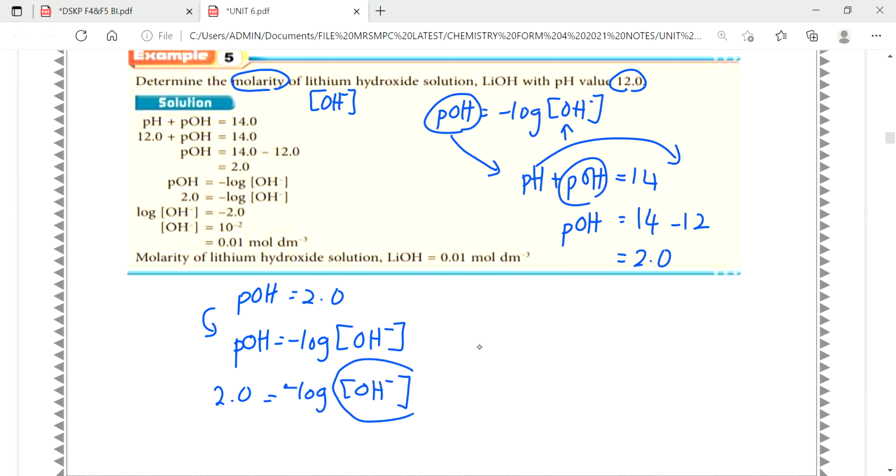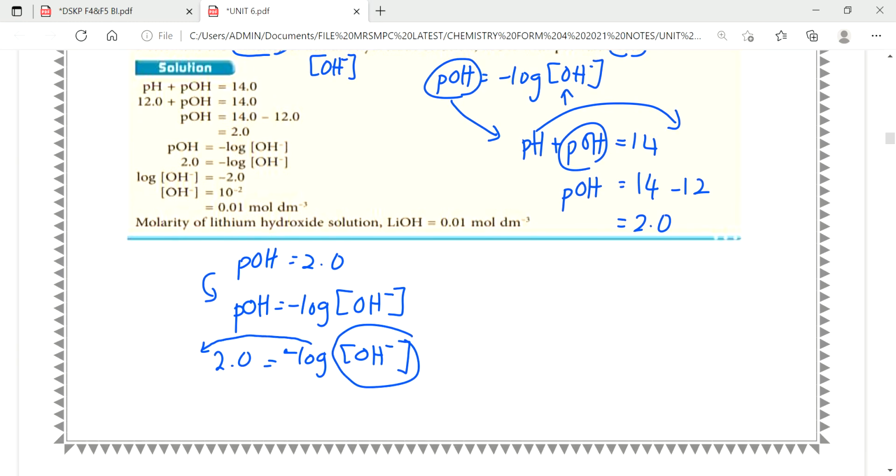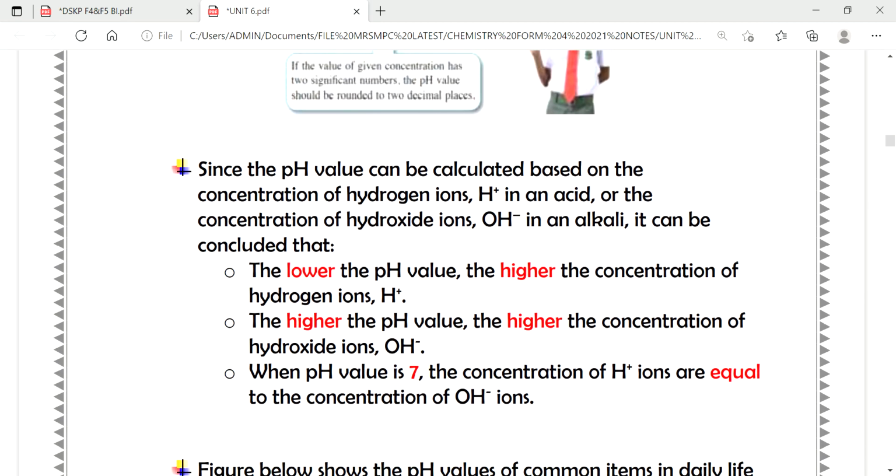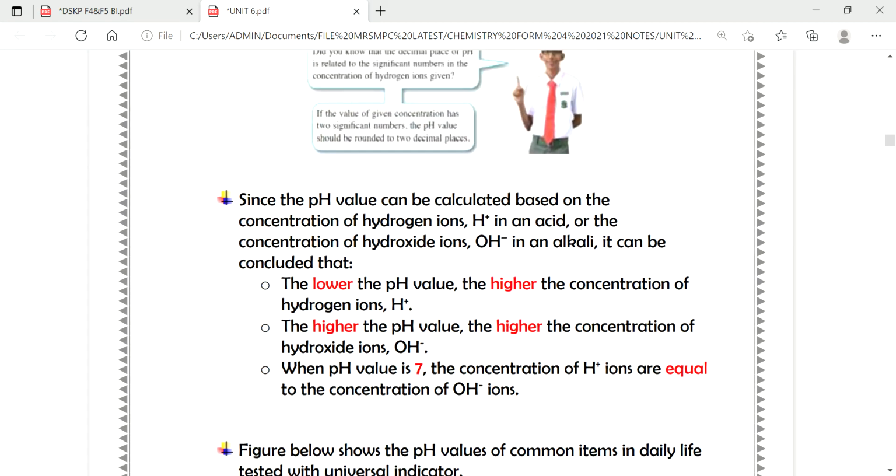So nak dapat yang ini, kita pindahkan negatif dengan log ke belah sana. Tapi ingat yang pesanan teacher, kena buat shift log dulu, baru negatif 2.0, baru dapat jawapan. Jangan letak negatif dulu baru shift log 2.0. Salah. Okay, so bila dah tekan-tekan dapatlah 0.01 mol per dm cube. So conclusion dia adalah molarity of lithium hydroxide solution is 0.01 mol per dm cube. Kena ada unit. Okay. Alright, so apa yang kita boleh katakan tentang pH value ni?